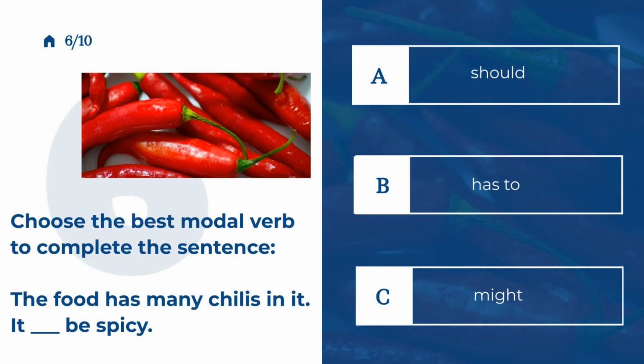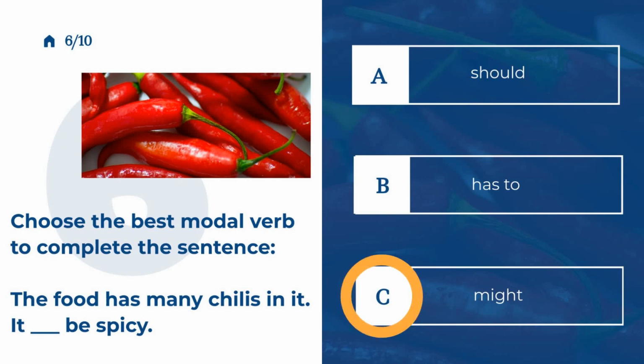Choose the best modal verb to complete the sentence. The food has many chilies in it. It be spicy. A, it should be spicy. B, it has to be spicy. C, it might be spicy. The correct answer is C.